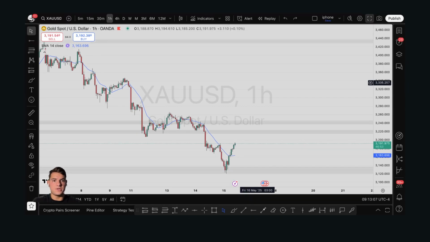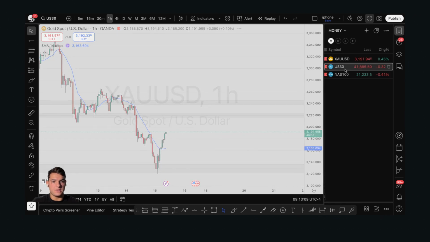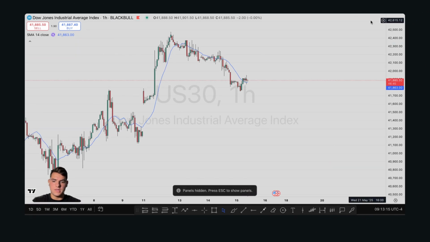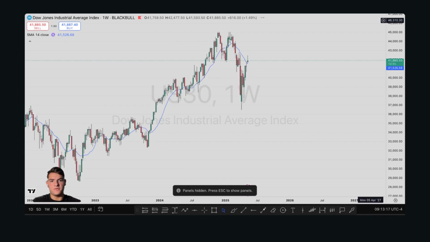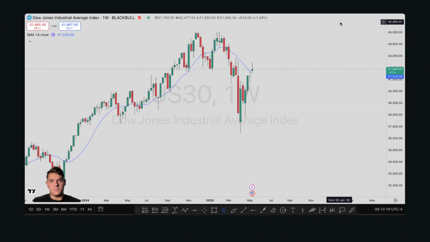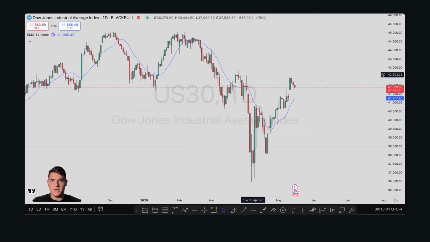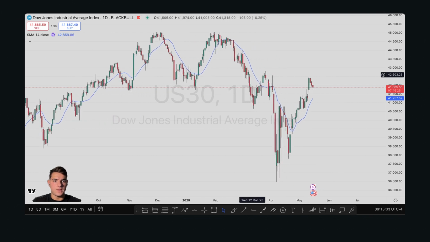Next up, I always analyze, I have my list here. I go to US 30. So US 30, again, from the weekly time frame, I'll be very brief. Just had its massive pullback and reversal, and now we are trading above the moving average on the weekly time frame. So it's just a lot of patience that goes into making a decision when you're trading.